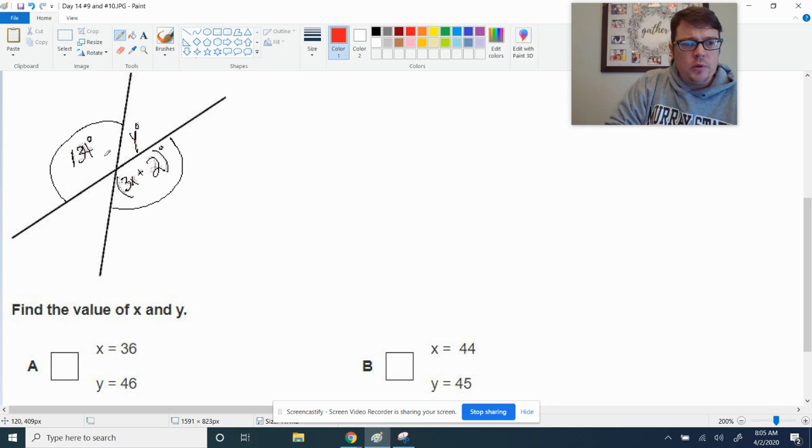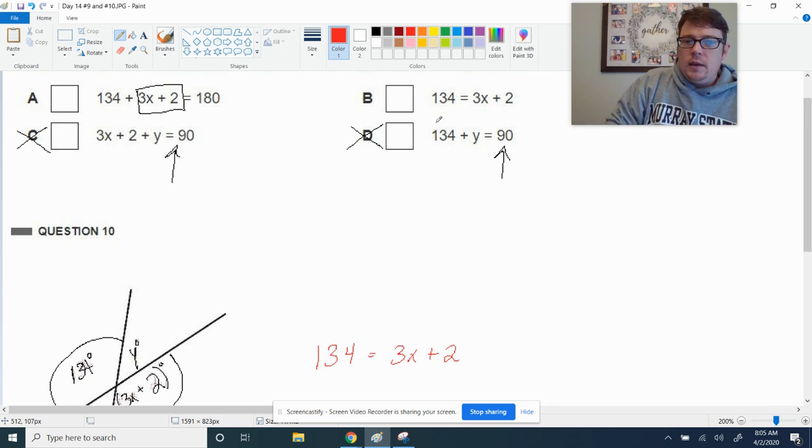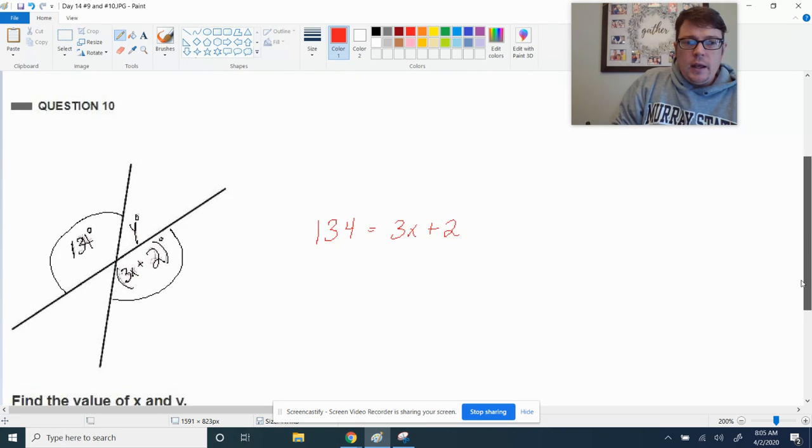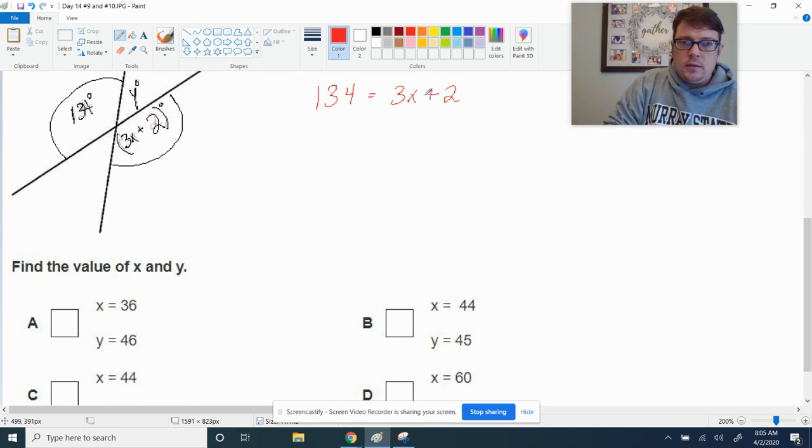The relationship between 134 and 3x plus 2, since they are vertical, is that they equal one another. They have the same size. They're both obtuse and they're identical in size. So that's the one we want to pick, and that would be B. So you're going to select B on number 9, and then on number 10, you use that equation to help you solve for x and then find y also with a supplementary relationship. So let's go ahead and solve this one to find out what x's value is for number 10.